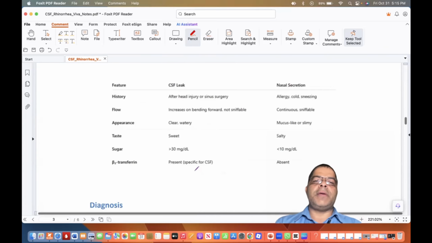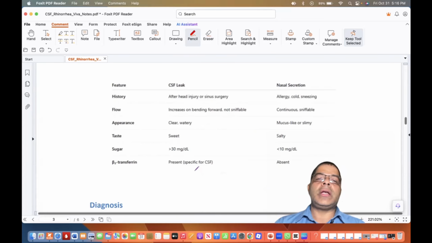We see some features of CSF leak versus nasal secretion, and how to separate them. Whether there was a surgery or not, you have to think about that. If there is sneezing or allergy or cold, this is allergic rhinitis type secretion from the nose. One important thing to mention: if you taste it, nasal secretion is salty, while in CSF leak it is sweet.